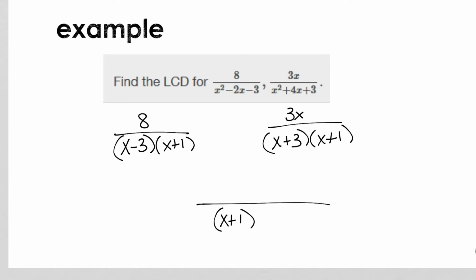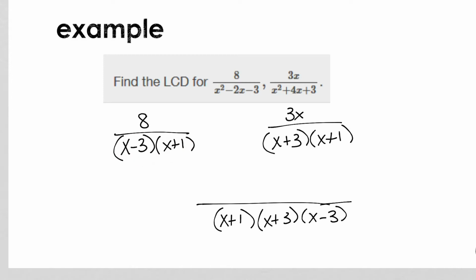So you don't need two because each of these terms only has one x plus 1. So that's why we only have one x plus 1 here, okay? If we had two x plus 1s in one of these, then we'd have to have two. But since each one has only one, we only need one x plus 1. All right, so now the other piece we need is x plus 3, and we also need x minus 3, okay?